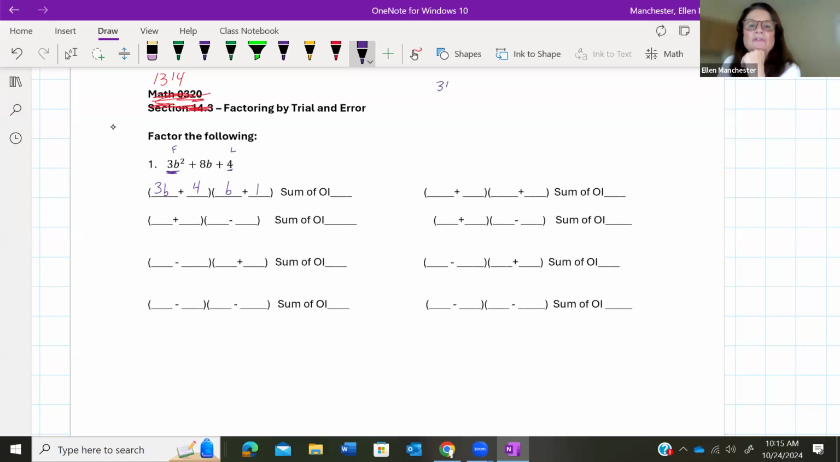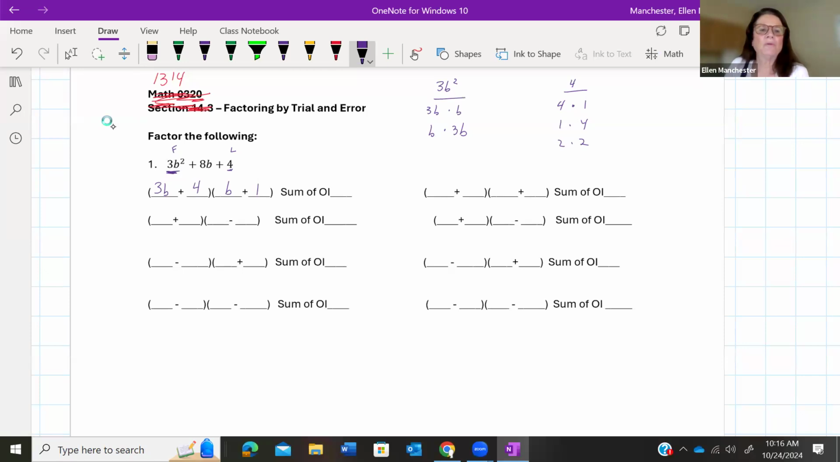Another way to do this is you can write your factors up here. Thankfully, there's really only 2 sets of factors for 3b squared. For 4, we have a couple more choices. So we have 4 times 1, 1 times 4, and 2 times 2. Those are all our choices. Another term for this is guess and check. So you're literally guessing and checking. What you're doing is you're trying to find this middle term.